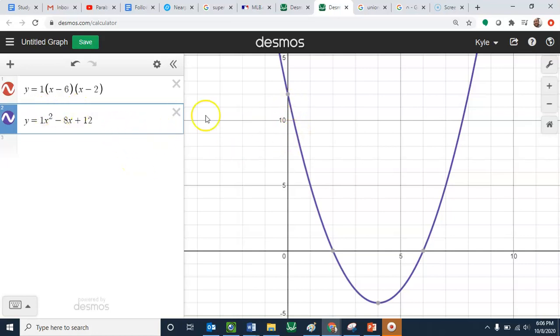Something handy with standard form is this intercept. The y-intercept is easy to find. The y-intercept 12 is always this back number. Something useful for us, okay? And then the last form.